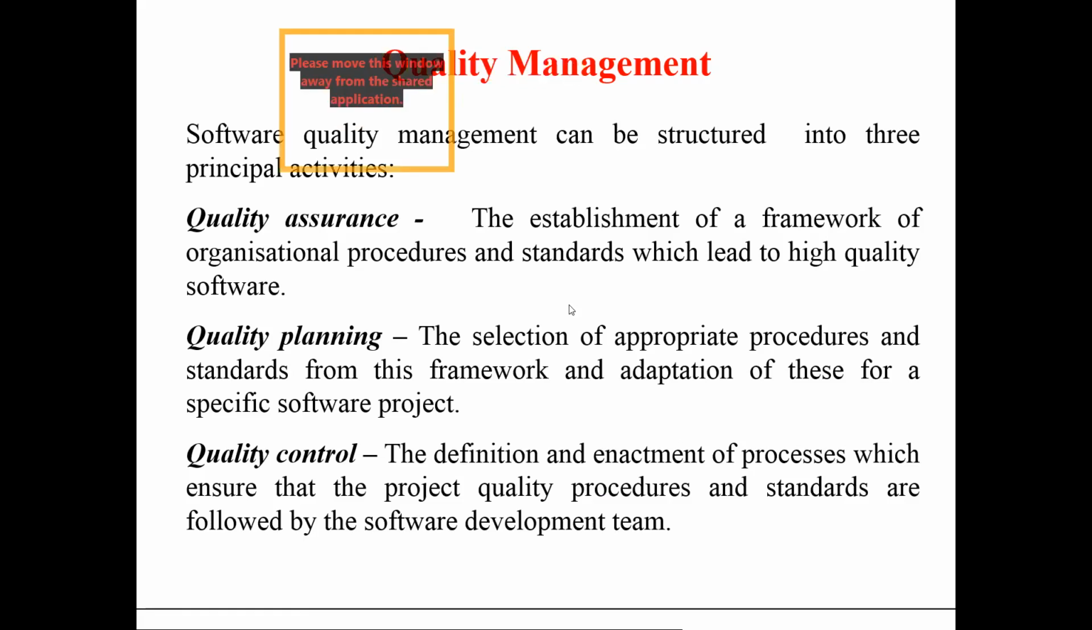Okay, quality assurance. First, you need to establish a framework of organizational procedures and standards, which is going to be used for quality software. Then the quality planning. From that framework, you can select appropriate procedures and standards for the specific software project. Quality control. That means you need to make sure that the standards and procedures are followed by the software development team. That is the quality control.